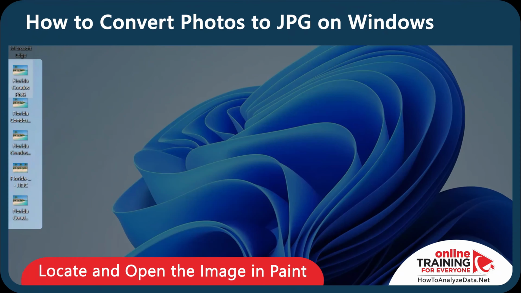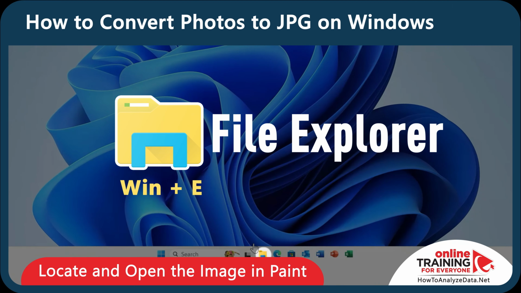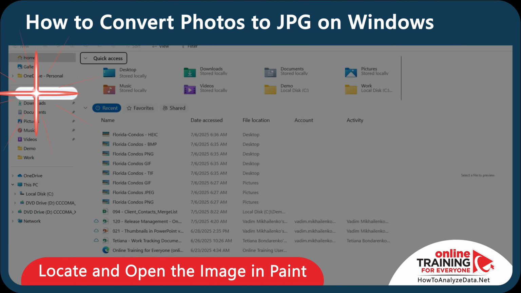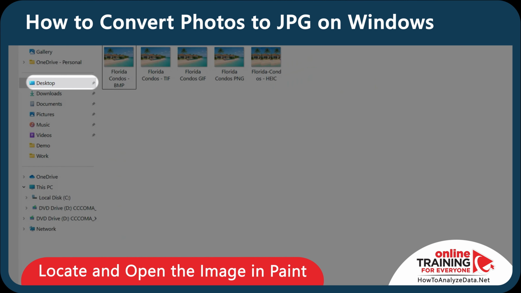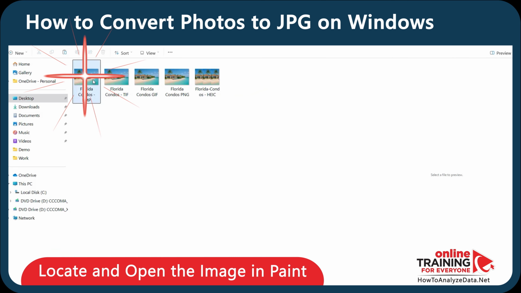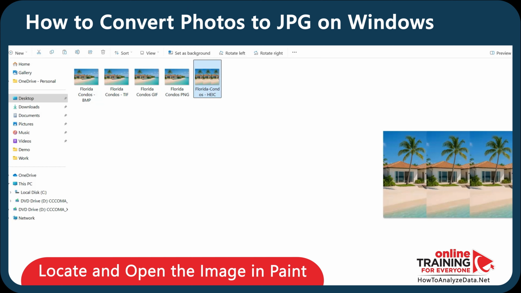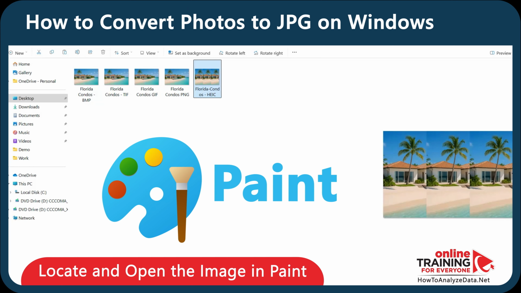I have multiple pictures on the desktop. They all are in a different format. We can open File Explorer in Windows to view picture details. All you need to do is click on the icon of File Explorer, and then navigate to the desktop folder. Here you can see pictures in BMP, TIFF, GIF, PNG, and HEIC format. All of these formats are widely used and can be opened in the Paint application in Windows.